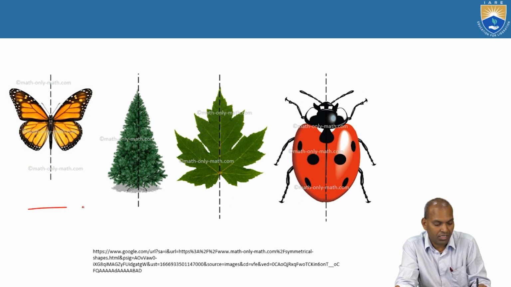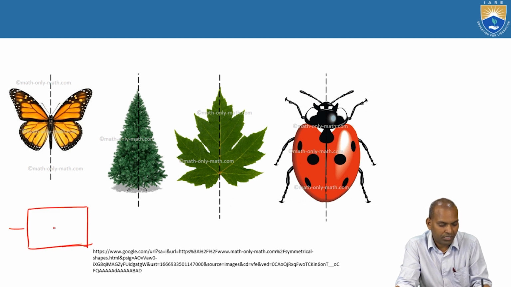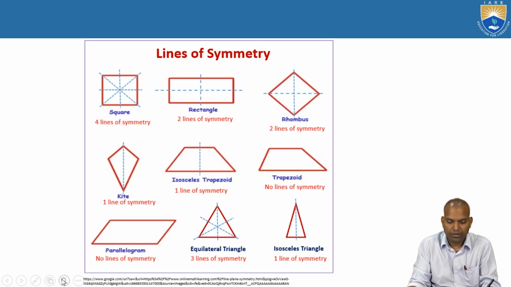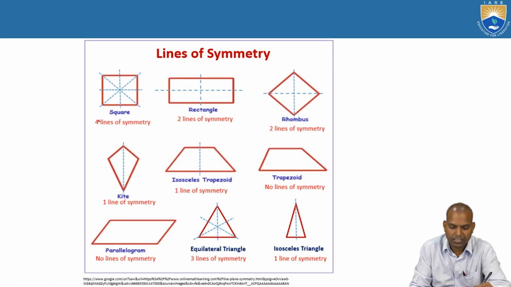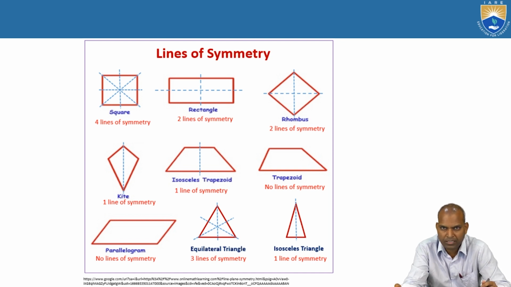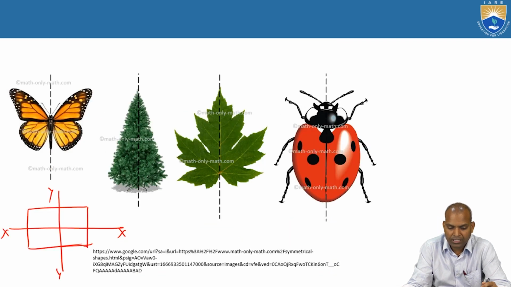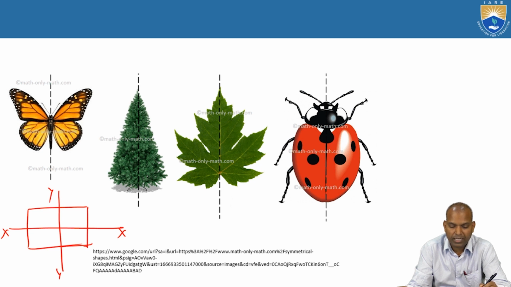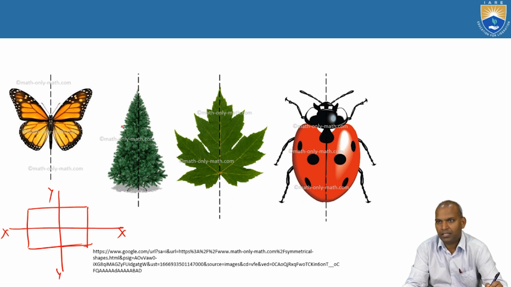Certain figures, such as a rectangle, are symmetrical about axis x, horizontal, and also symmetrical about the vertical axis. Now here, there are similar lines of symmetry: some geometries have four lines of symmetry, some have two lines, some have one line of symmetry. If you consider the line figure, it has one line of symmetry, the vertical axis. Similarly, the butterfly, the different leaves, and the bug are symmetrical about a single vertical line of symmetry.